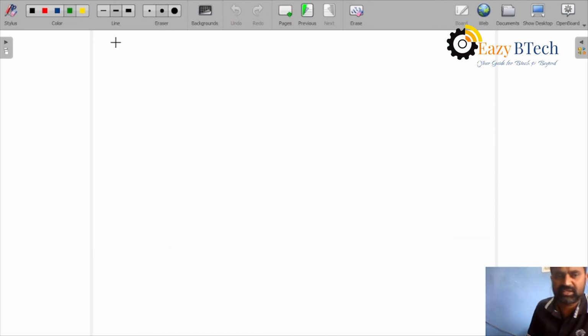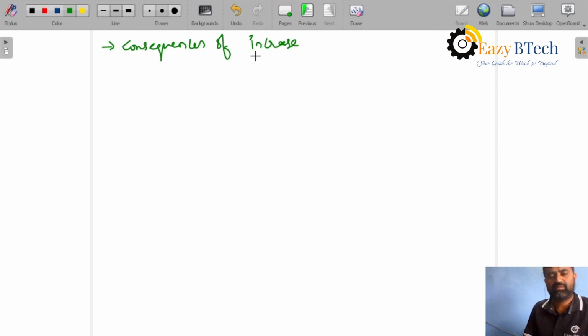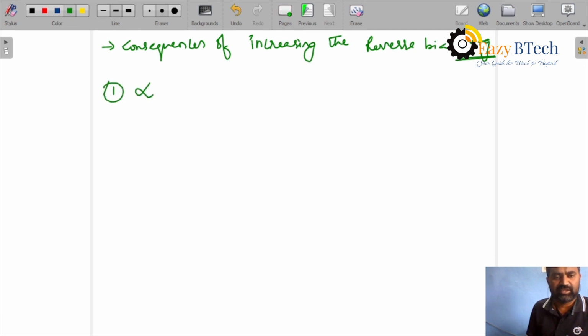Okay, now what happens? What are the consequences of increasing the reverse bias voltage? The first one is that alpha increases.